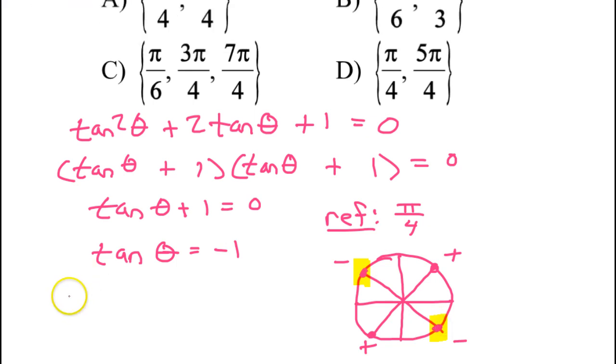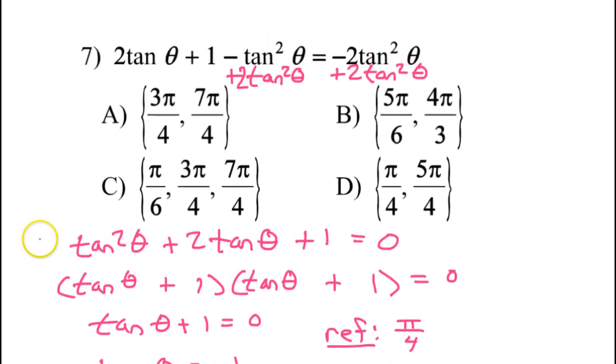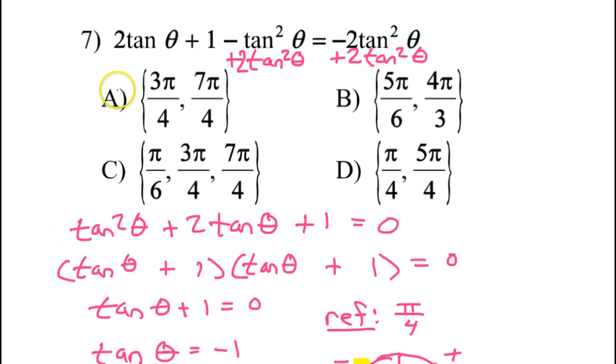So that means theta could equal 3 pi over 4 or 7 pi over 4. And that's it. So that's why the answer to number 7 is A.